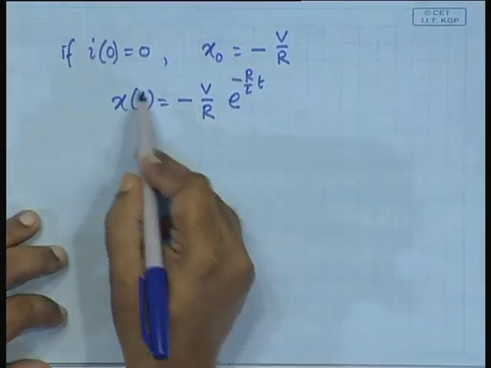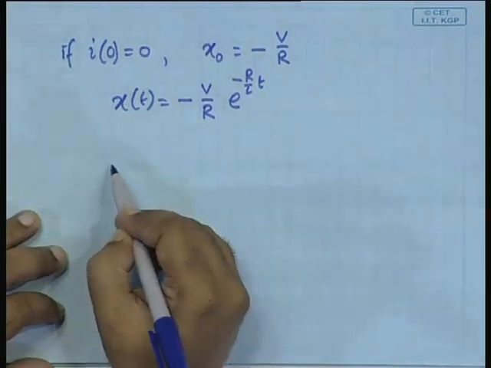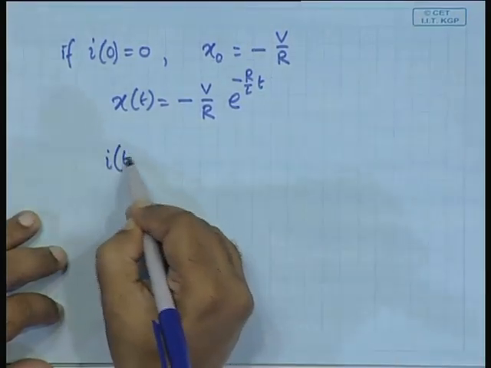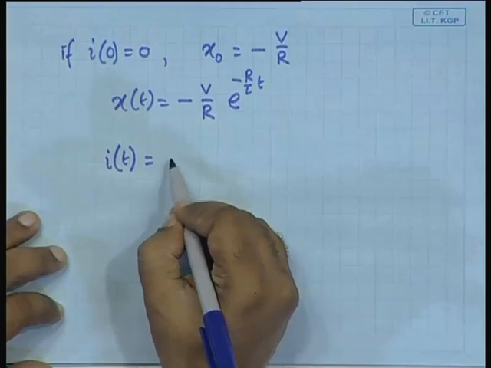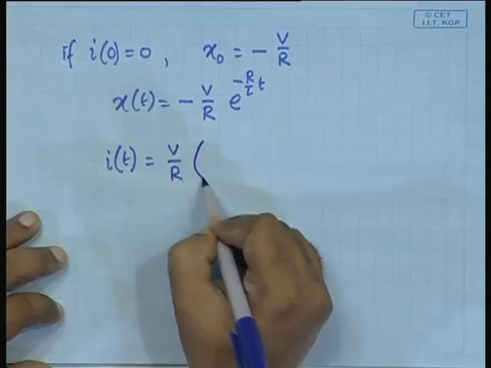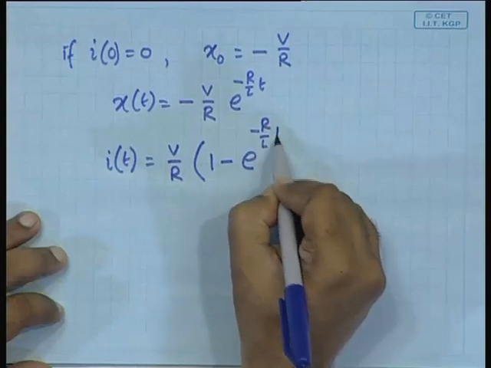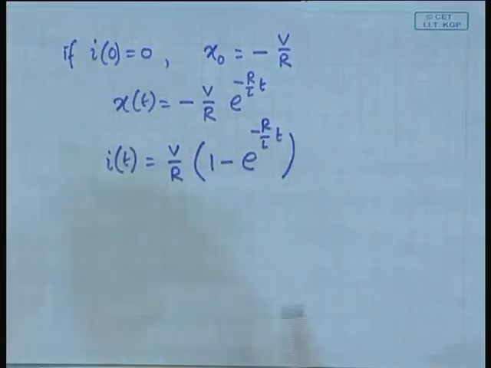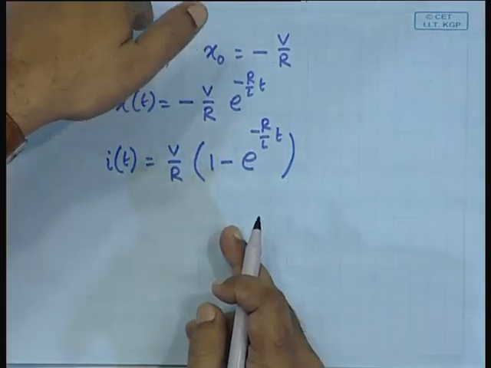Now, you substitute what is x? X was I minus v by r. So, I of t becomes v by r 1 minus e to the power minus r by L t. That is the solution. We had already obtained it, but now we did it a slightly different route.